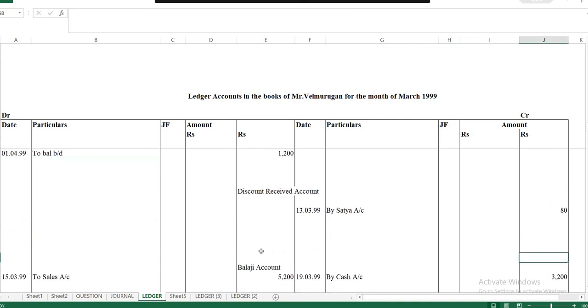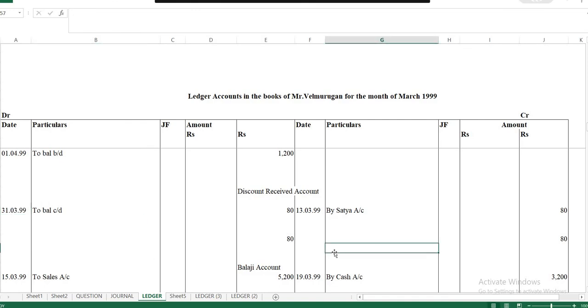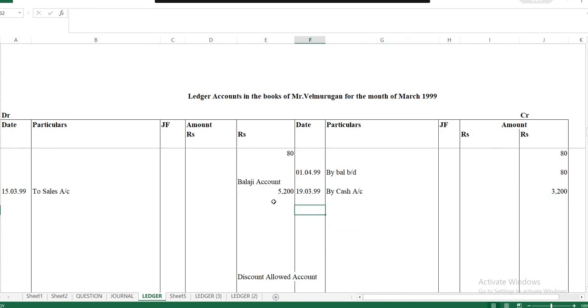On this side 80 comes, and on this side there is nothing. So this 80 rupees you just give out. Here also you mention 80 rupees. So I have to mention here 80 rupees. That is known as to balance carry down. Mention the date properly, 31/3/99. After this 80, draw lines on the next line. After that, by balance brought down, date 1st April 99, 80 rupees you just give out. Every account like this, you can close down.